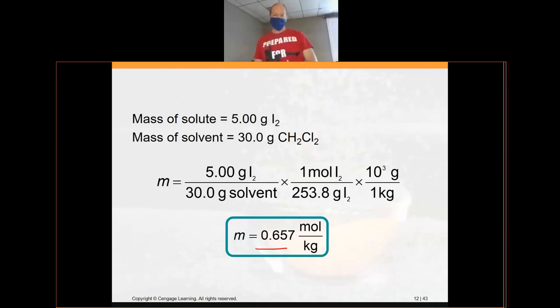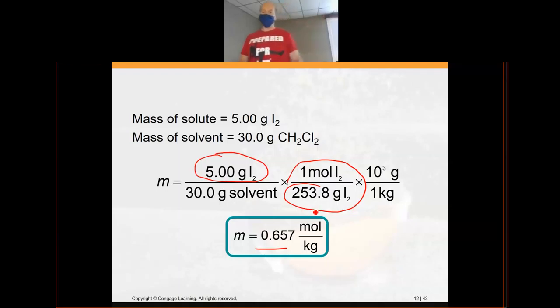All right, so what they're doing here is they're taking the mass, dividing by the molar mass. Okay, I had it as 254. To one decimal is 253.8, all right? And then you had your 30 grams of your solvent. We don't want grams, we want kilograms, so you got to convert your grams into kilograms. You divide those two numbers, and you get 0.657.